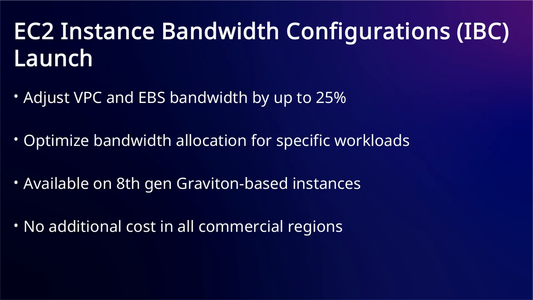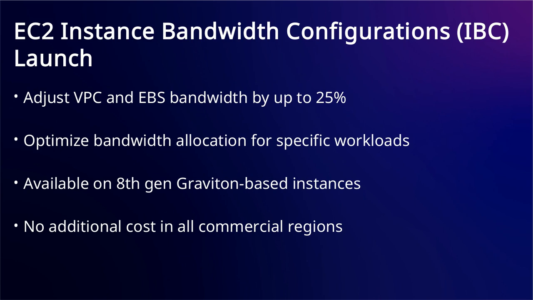EC2 instances previously had static bandwidth specifications, limiting flexibility for different workloads. The new Instance Bandwidth Configurations (IBC) feature solves this by allowing you to adjust VPC and EBS service bandwidth on EC2 instances. You can now increase bandwidth for VPC or EBS by up to 25%, with a corresponding reduction in the other service.